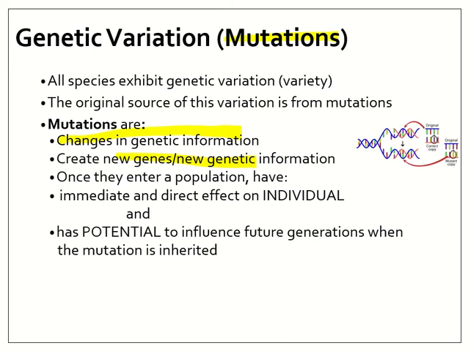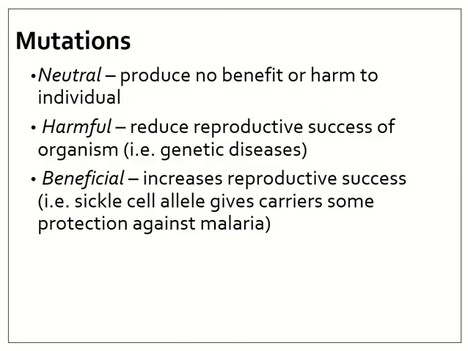Based on what the mutation is, sometimes it has the potential to influence your future generations because it's inherited from the parent generation. So those three types of mutations are neutral, harmful, and beneficial. Neutral doesn't change anything. Harmful is going to usually reduce the success of having an organism. So if there's a harmful mutation, it usually doesn't move from generation to generation because they're not reproducing.